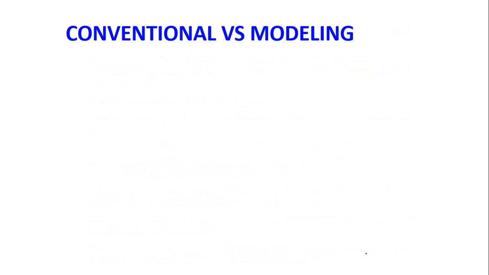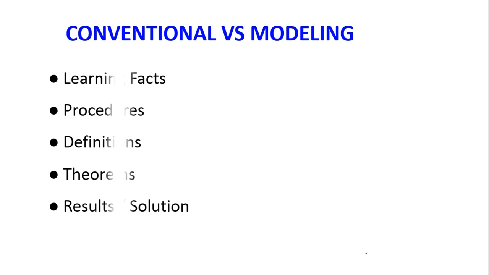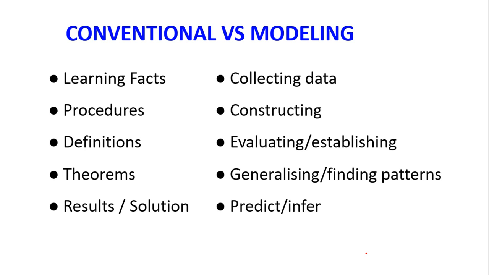So now we'll move towards the difference between conventional and mathematical modeling. In the conventional method, we learn the facts, we follow procedures, we learn the definitions, and we learn the theorems. We just practice the proof of the theorem, and it is very result and solution oriented only. But when we are doing mathematical modeling aspects, we collect the data from scratch.